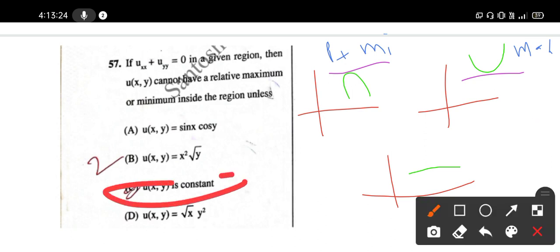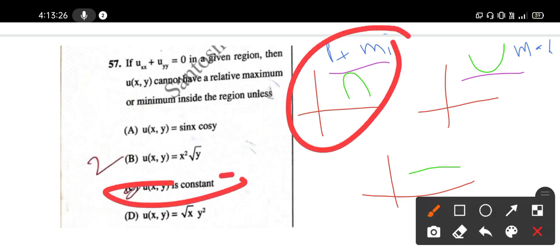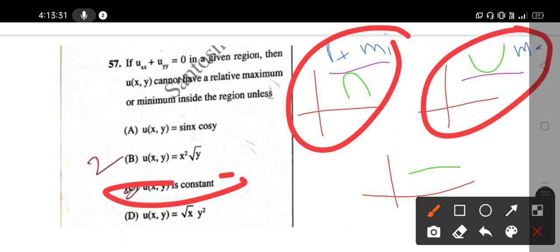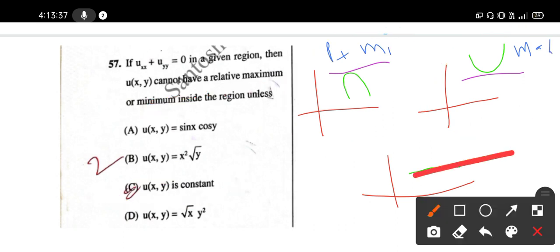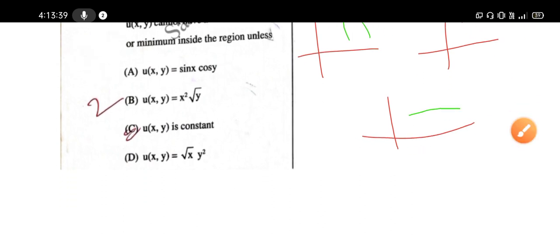Option C is correct. This is the graph of a point of minima. This is a point of maxima. Here it is given that it can't have a maxima or minima unless it is a constant. That is a straight line. So option C is correct.